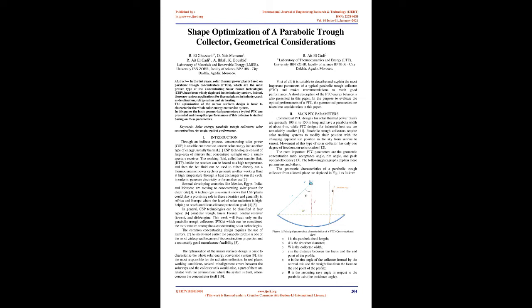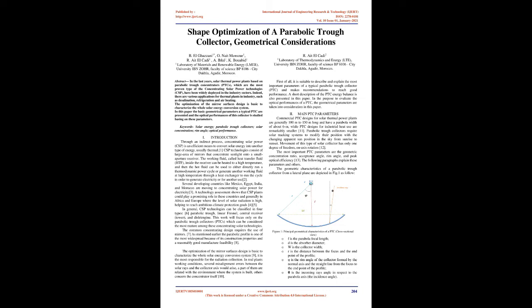The optimization of the mirror surfaces design is basic to characterize the whole solar energy conversion system. In this paper, the basic geometrical parameters of a typical PTC are presented and the optical performances of this collector are studied based on these parameters. Keywords: solar energy, parabolic trough collectors, solar concentration, rim angle, optical performance.